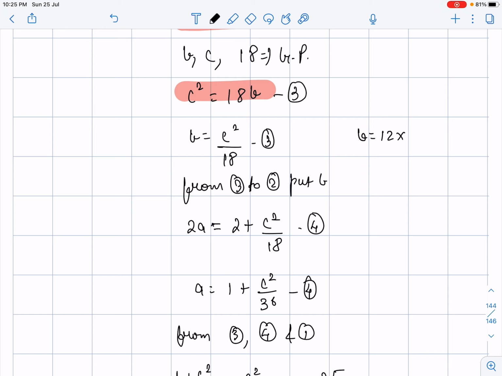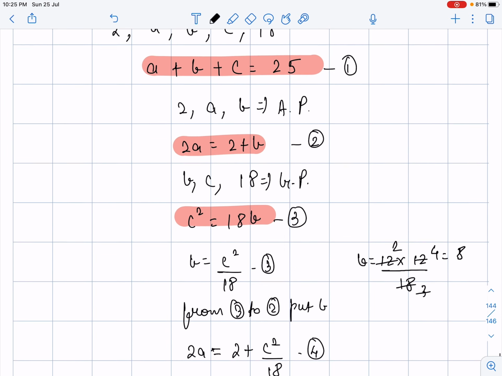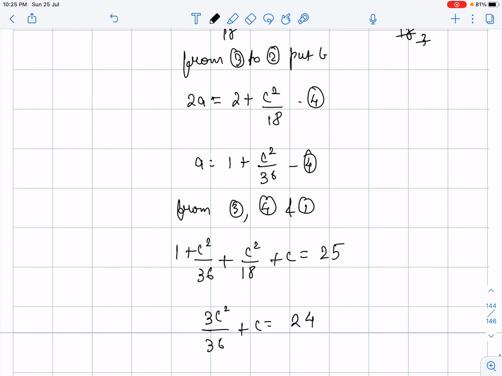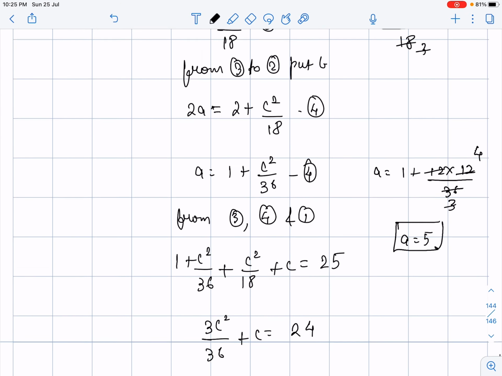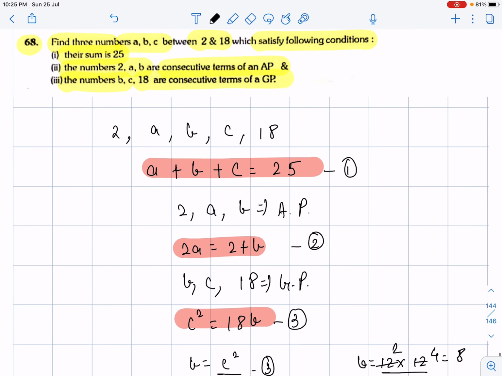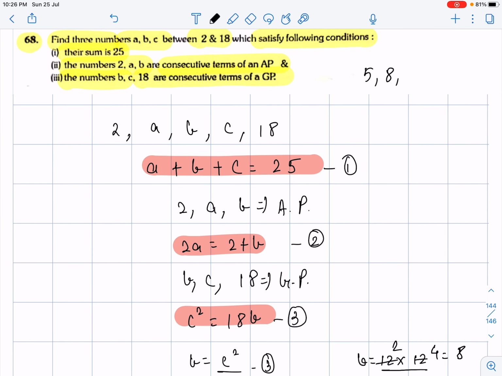It will be 12 times 12 divided by 18. So 2, 3 and 4 will work out, so B will be 8 over here. And as soon as I got the value of B, we also have the relationship between A and C. So we will write A is equal to 1 plus 12 times 12 divided by 36. So 3 will come over here, then 4 will come over here. That means the value of A will be 5. So the value of A I got is 5, the value of B is 8, and the value of C is 12. 5, 8 and 12 are the values of A, B, C respectively.